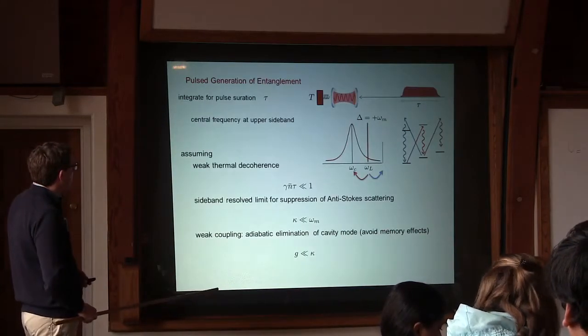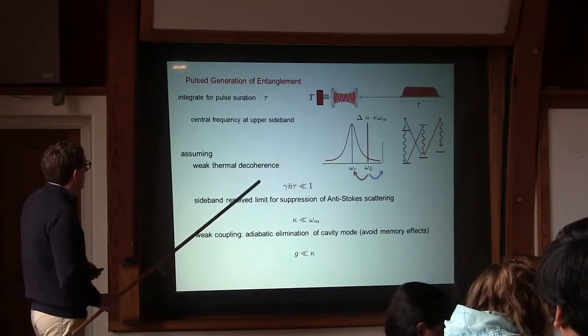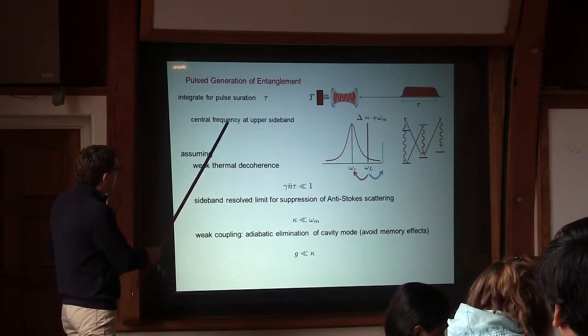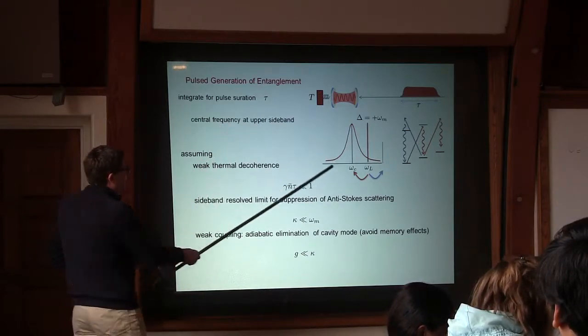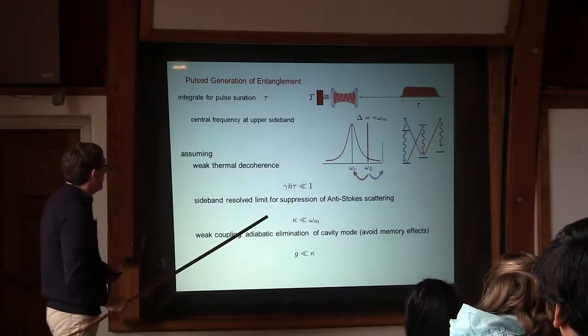Now, we want to do that under certain restrictions. Firstly, as I said, the pulse should have a central frequency at the upper sideband because we want to really enhance these Stokes scattering events.